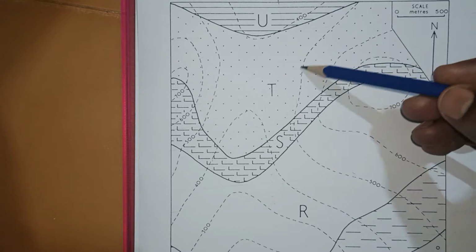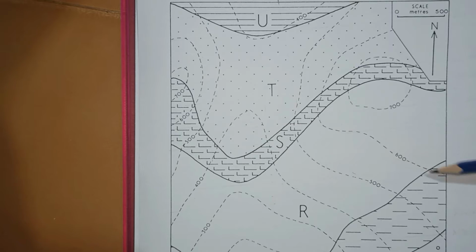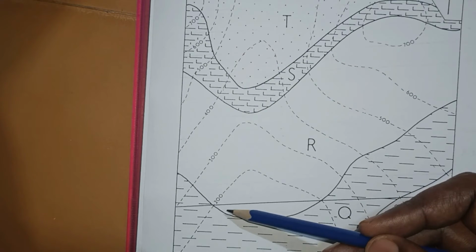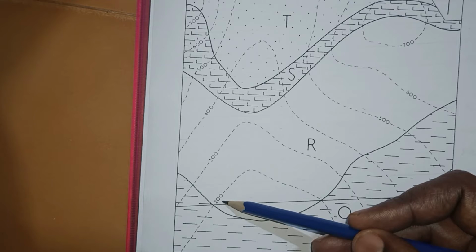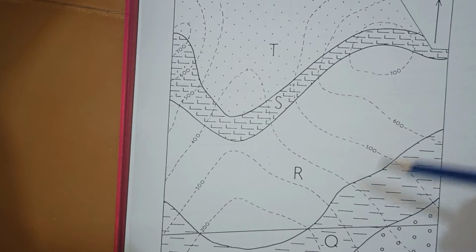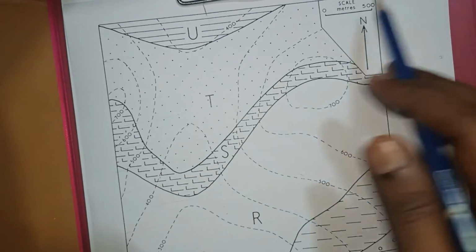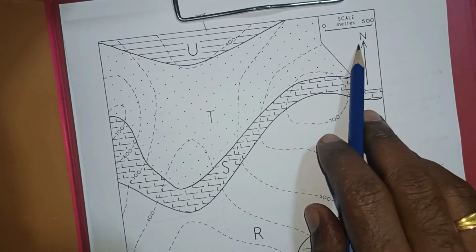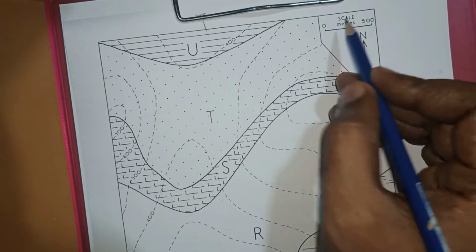We have the contour lines. The contour lines start from 200 and the maximum value is 700, and the scale is given here. So use this scale.